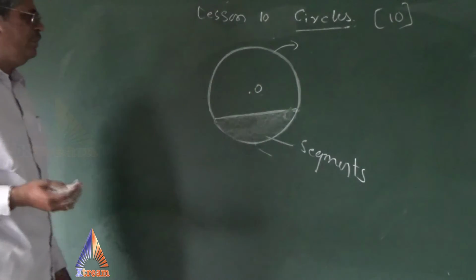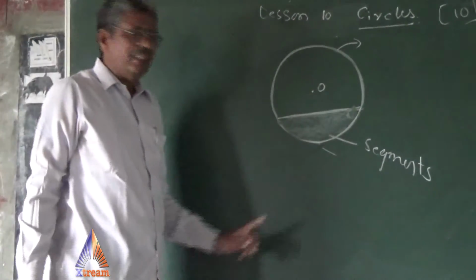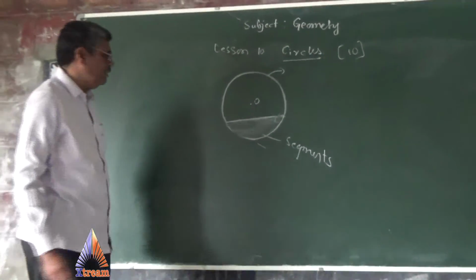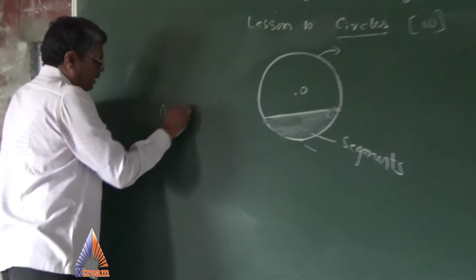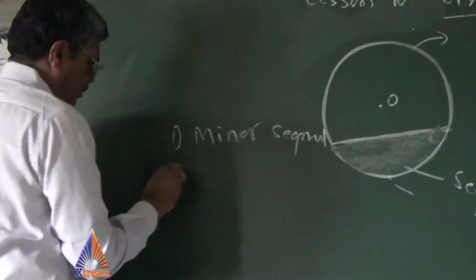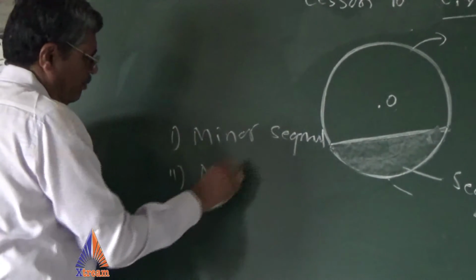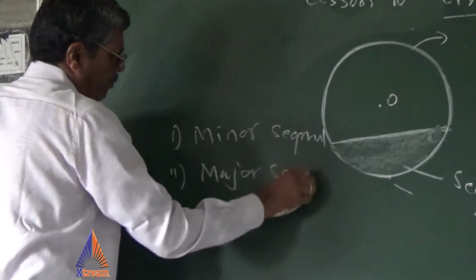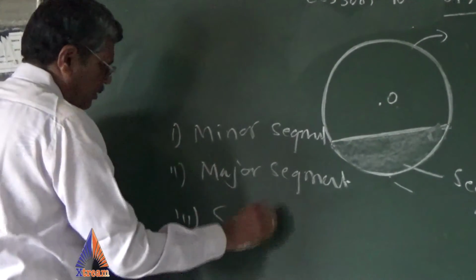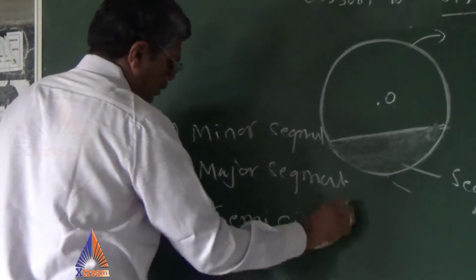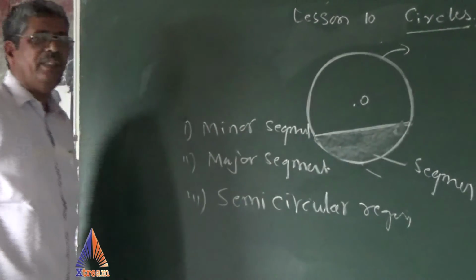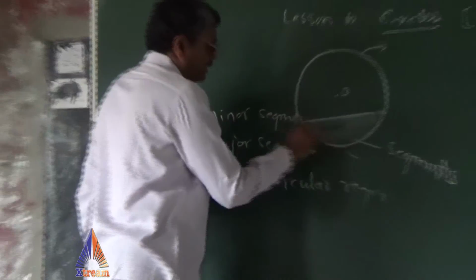There are three types of segments: major segment, minor segment, and semicircular region. Number one, minor segment. Second one, major segment. And third one, semicircular region.